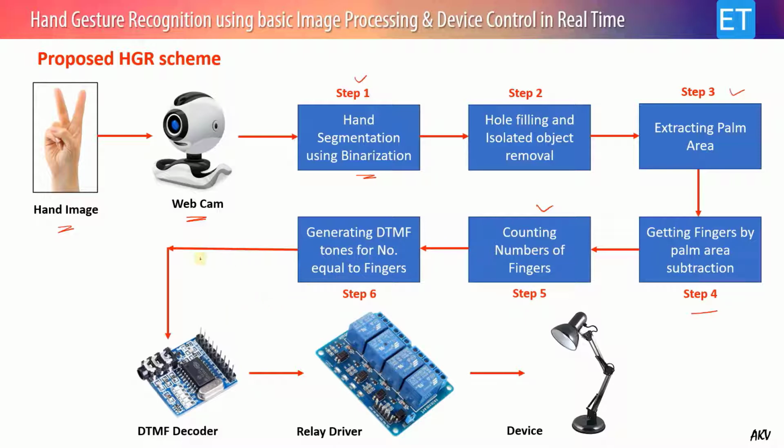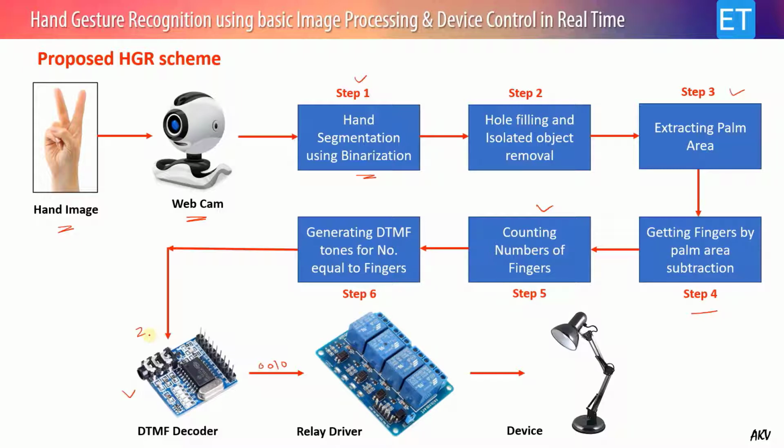This DTMF tone goes to the DTMF decoder, and the DTMF decoder gives a digital output corresponding to that number. Suppose the number of fingers is 2, then we get the binary equivalent of this number like this, 0010. So this goes to the relay driver, which drives some electrical appliance or device. With the help of this scheme, we can switch on, switch off, and control particular electrical devices. So let's see this scheme now step by step.